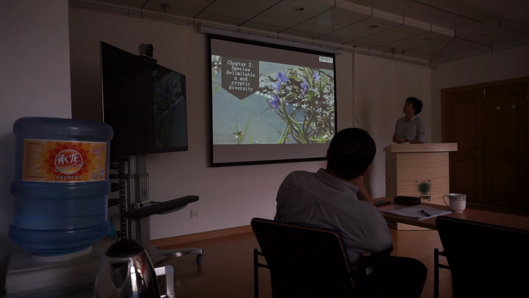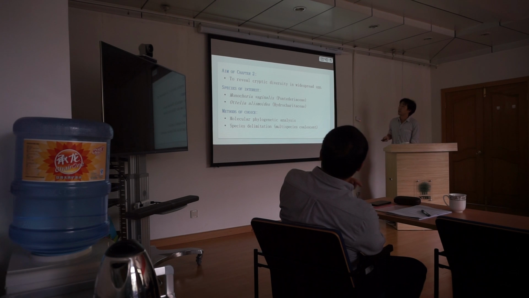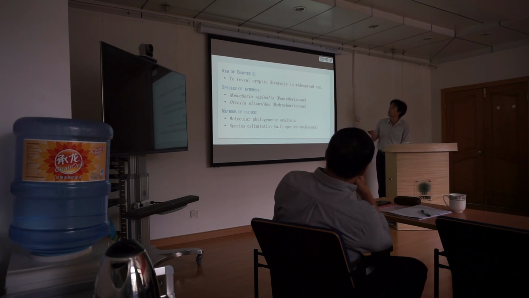Okay, now let's see chapter 2, species delimitation and cryptic diversity. And what you can see here is a new species that I'm going to describe, not yet described, found in Vietnam. The aim of this chapter is to reveal cryptic diversity in widespread species. The species of interest are Monochoria vaginalis of Pontederiaceae and Ottelia alismoides of Hydrocharitaceae. And the methods of choice are an orthodox molecular phylogenetic analysis as well as species delimitation in a multi-species coalescent process.